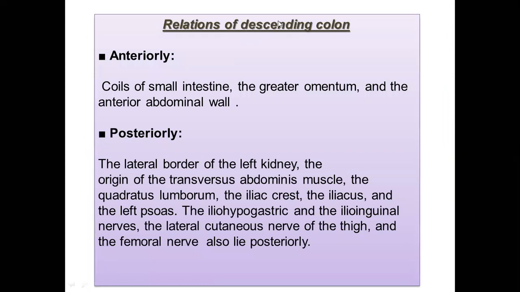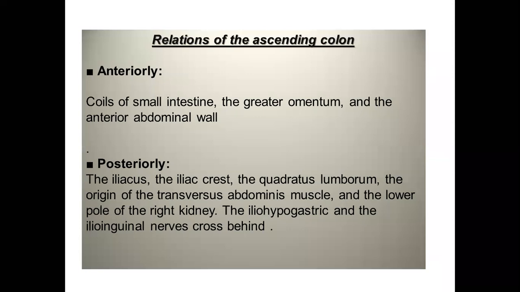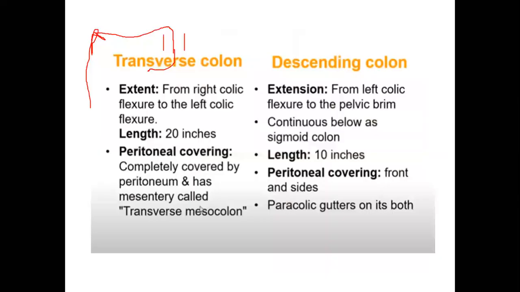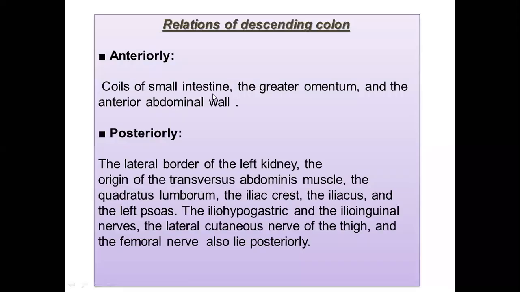Now, in the relationships of the descending colon, anteriorly, there will be coils of the small intestine, the greater omentum, and the anterior abdominal wall. So if you see here, in the ascending colon, the transverse colon, and the descending colon, the anterior relationship is similar in all three. And also posteriorly, as the descending colon is on the left side, there will be the lateral border of the left kidney, while the transversus abdominis muscle, the quadratus lumborum, the iliacus muscle and iliac crus will be similar.